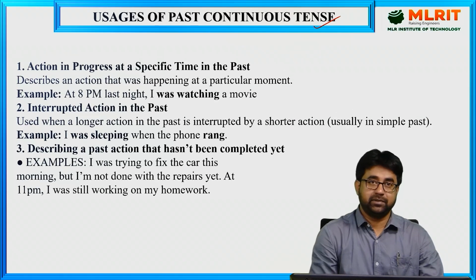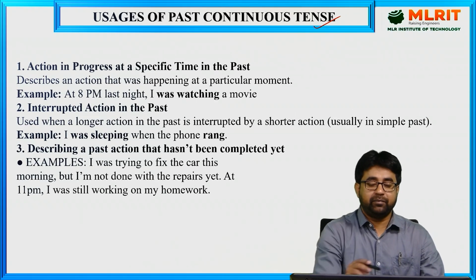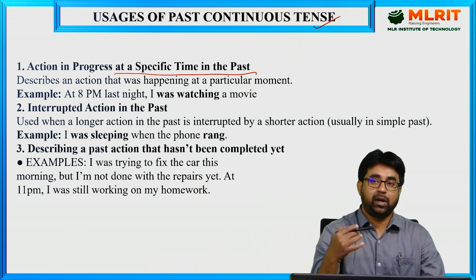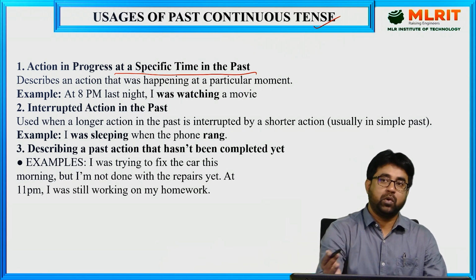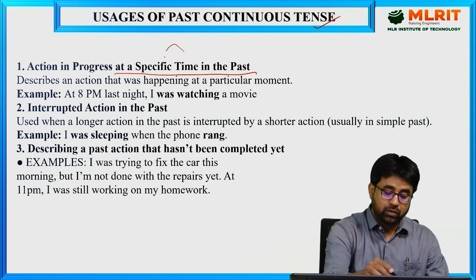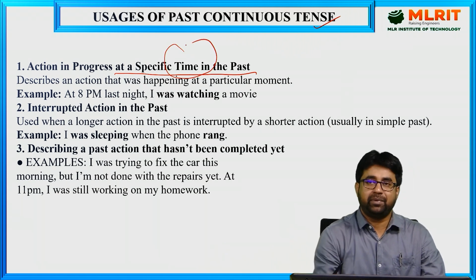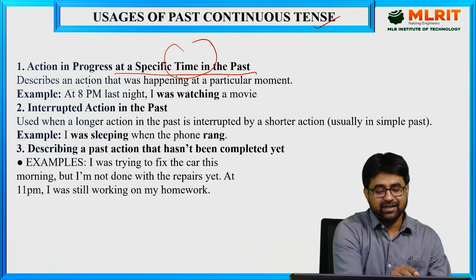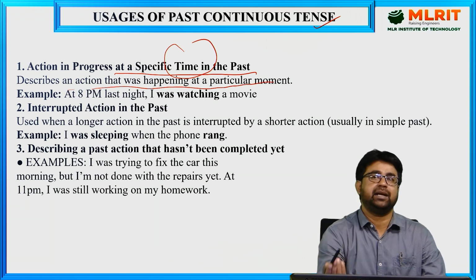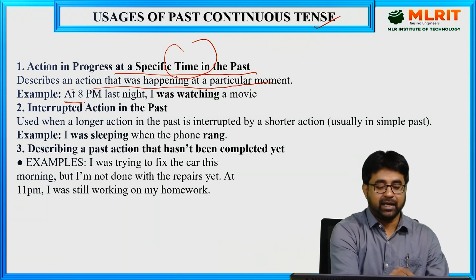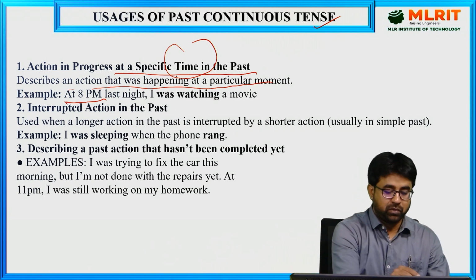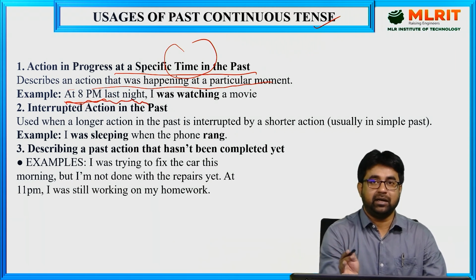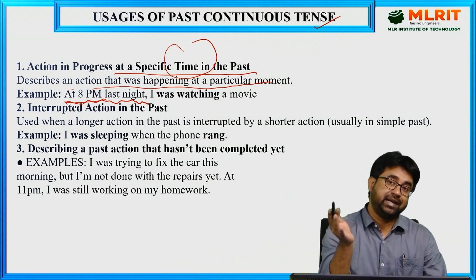What are the usages? See here, action in progress at a specific time in the past. So first thing, if we are talking about an event that is in progress, that is ongoing, and also in a past time, not in the present, in a past time. So it describes an action which was happening at a particular moment. Now let's see here, at 8 p.m. last night. So you can understand from this that the event has already occurred. It was going on at a particular time, but in the past, right?